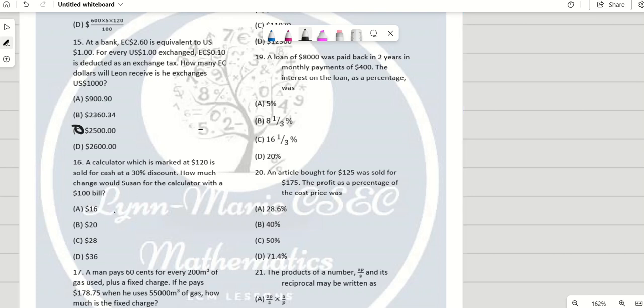So let's see how much she is paying for the calculator. She said she got a 30% discount. That's 30 over 100 multiplied by 120 over 1. That's $36. So she's getting $36 off, right? So how much will she actually be paying for the calculator? That's 120 minus 36, which is equal to $84. So she's paying $84 for the calculator. If she paid with 100, she'll actually be getting a $16 change. So the answer for 16 is A.